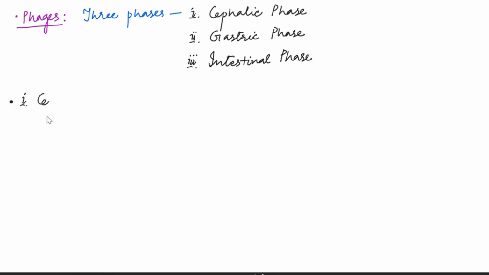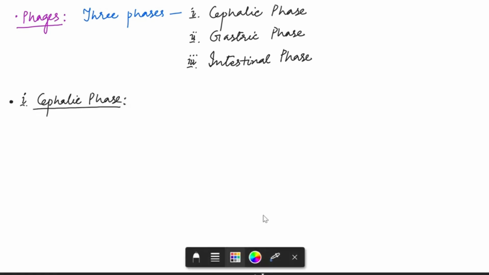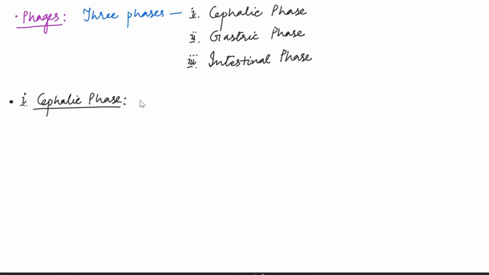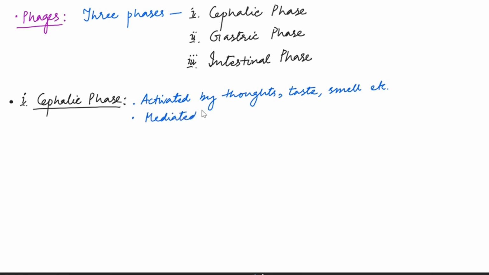So the first phase is the cephalic phase. This phase is activated by thoughts, taste, smell, swallowing, etc. And the action is mostly mediated by cholinergic or vagal transmission. So it is activated by thoughts, taste, smell, swallowing, etc., and its action is mediated by cholinergic nerve transmission.